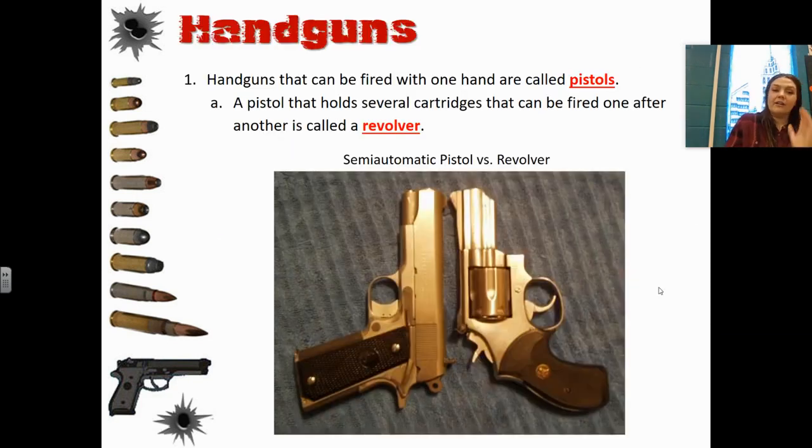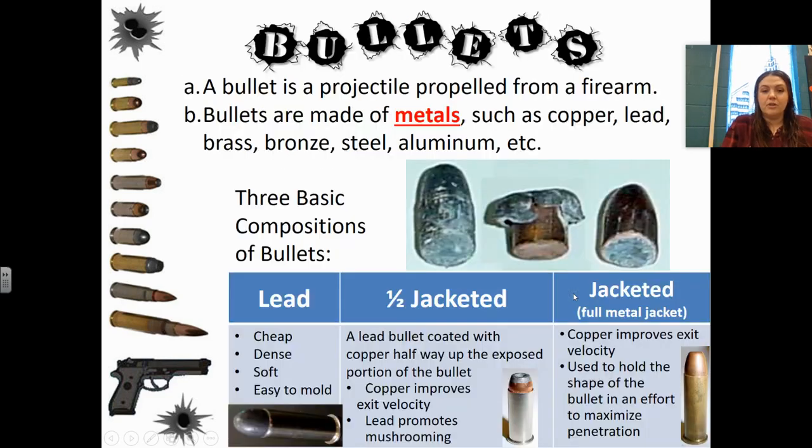Now for a handgun, handguns that can be fired with one hand are called pistols. A pistol that holds several cartridges that can be fired one after another is called a revolver. So the difference is whether it holds several cartridges or not. With a semi-automatic versus a revolver, you actually have to load those each time.